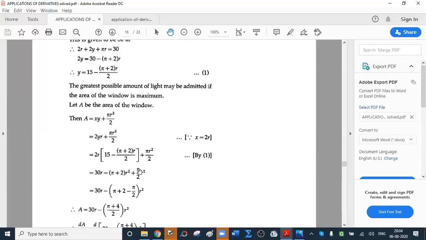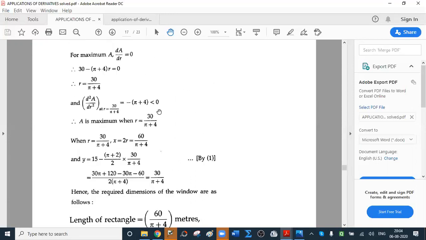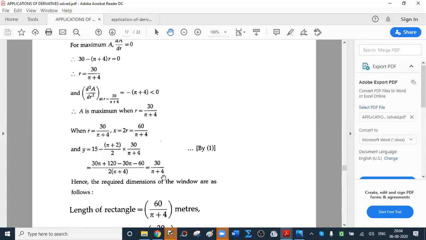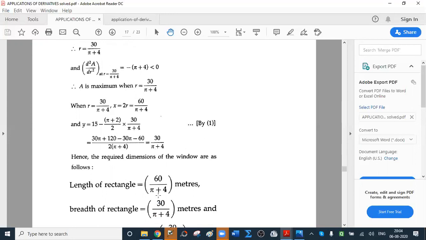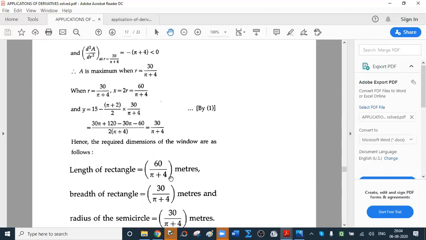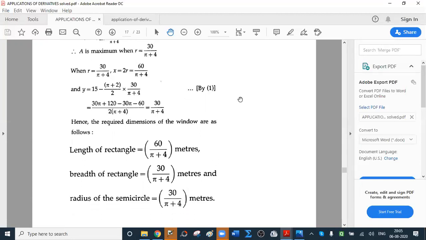Let us see what is 1. Yes, y is 15 minus (pi plus 2) into r upon 2. So we have to substitute the value to get y as what? 30 upon pi plus 4. Hence, the required dimensions of the window will be what? Length of the rectangle 60 upon pi plus 4 meter, breadth of the rectangle 30 upon pi plus 4 meter, and radius of the semicircle is what? Half the length, because this length is nothing but diameter. So it is 30 upon pi plus 4 meter. Okay, this is not at all difficult.